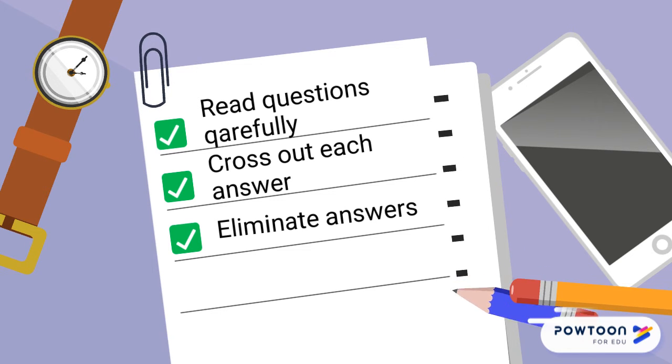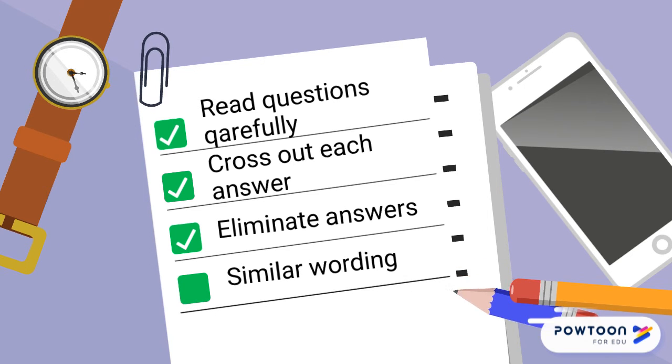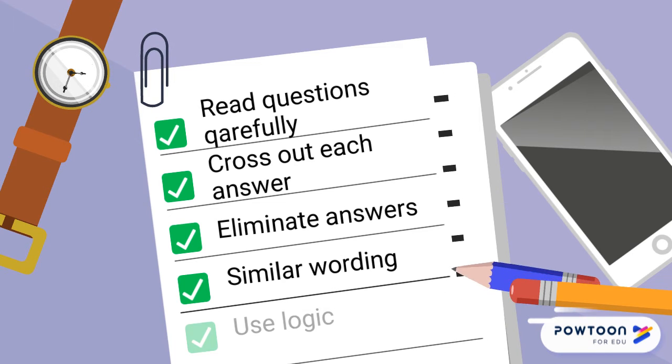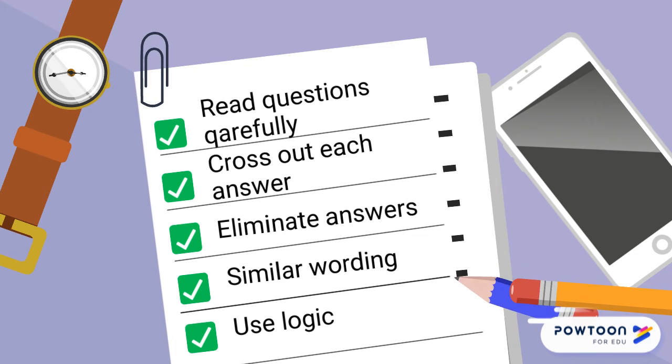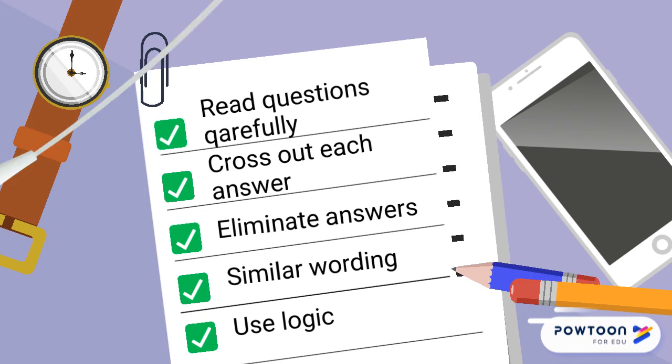Eliminate any items on the answer list that are obviously out of place or absurd. Look for similar wording and make special note of the differences between these items. Use logic to determine what is being asked for. For example, a person, place, or date.